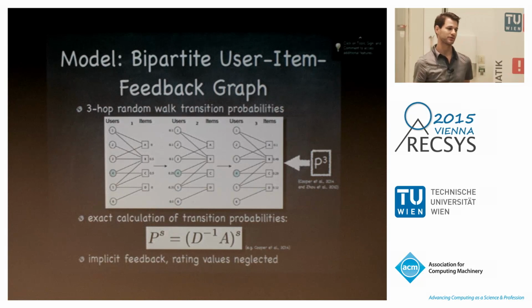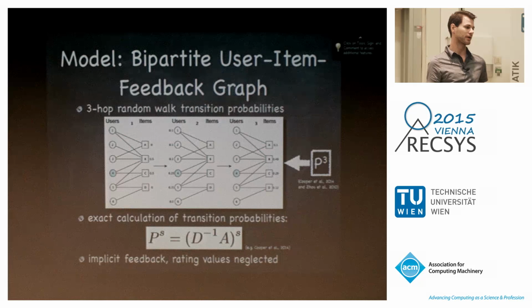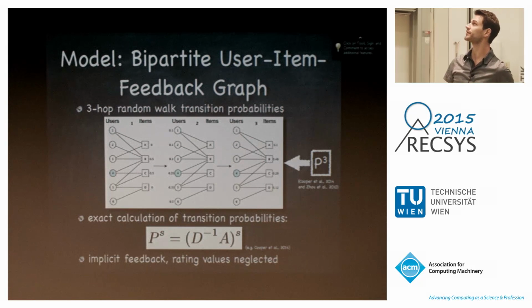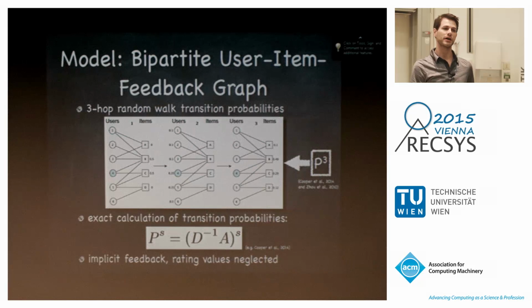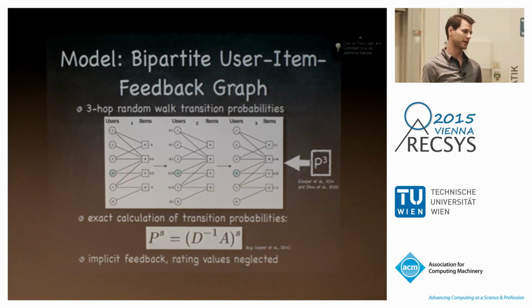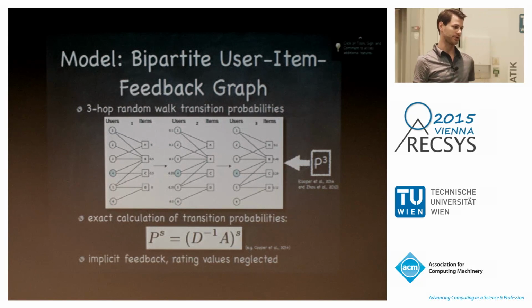So what is the model that we use? The model is actually pretty simple. We simply use a bipartite user-item feedback graph, as it is depicted here on the left-hand side of this figure. Each user and each item is represented by a vertex, and every time a user accesses an item, so buys a book or watches a movie, our graph contains an edge between the user and the item.